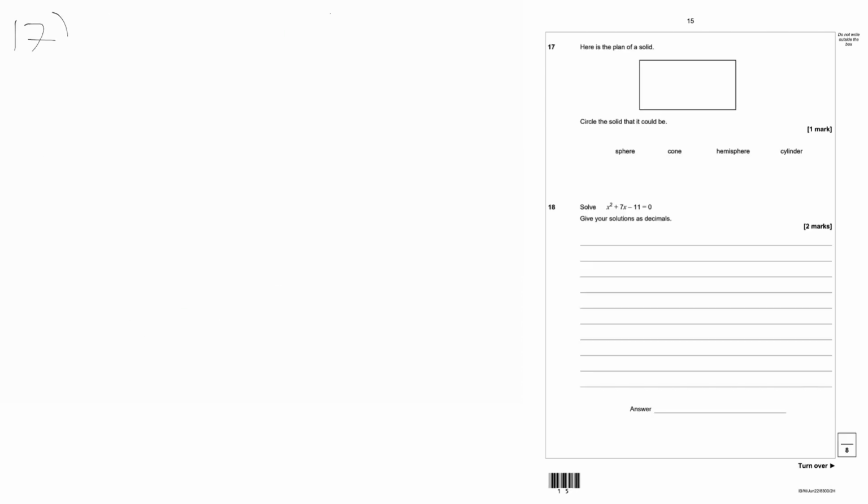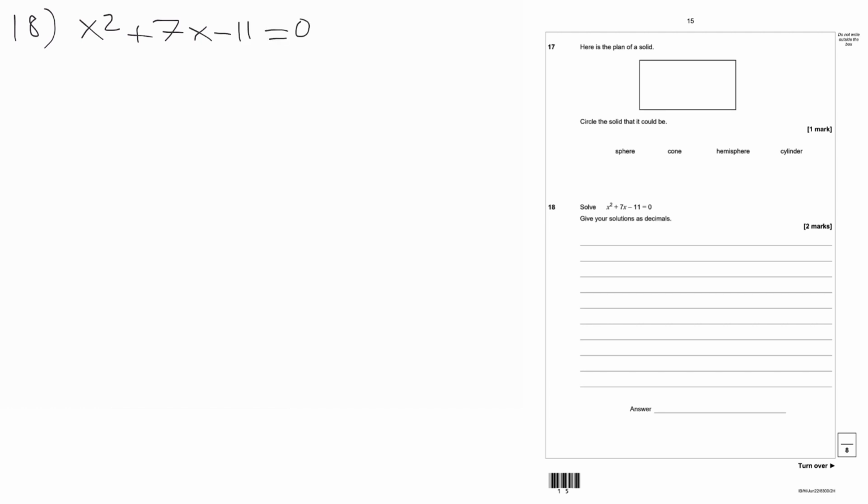Question 17. So here we have the plan of a solid, and we want to know what solid it could be. So if we remember, a plan means the shape we would see if we were to look directly from above at an object. So in this case, it's going to be a cylinder. So this is a cylinder from a side-on position, for instance. If we were to look at this from directly above, we're going to see a rectangle, aren't we?